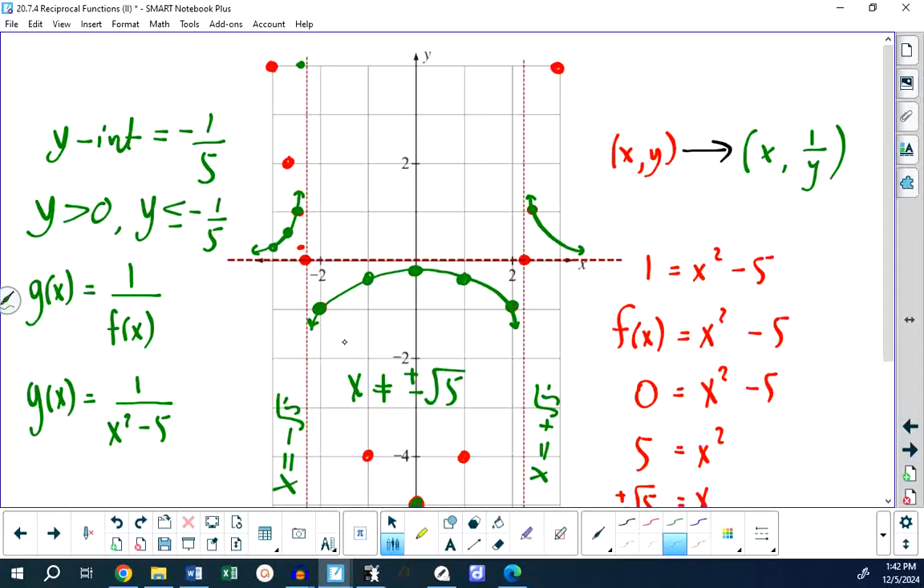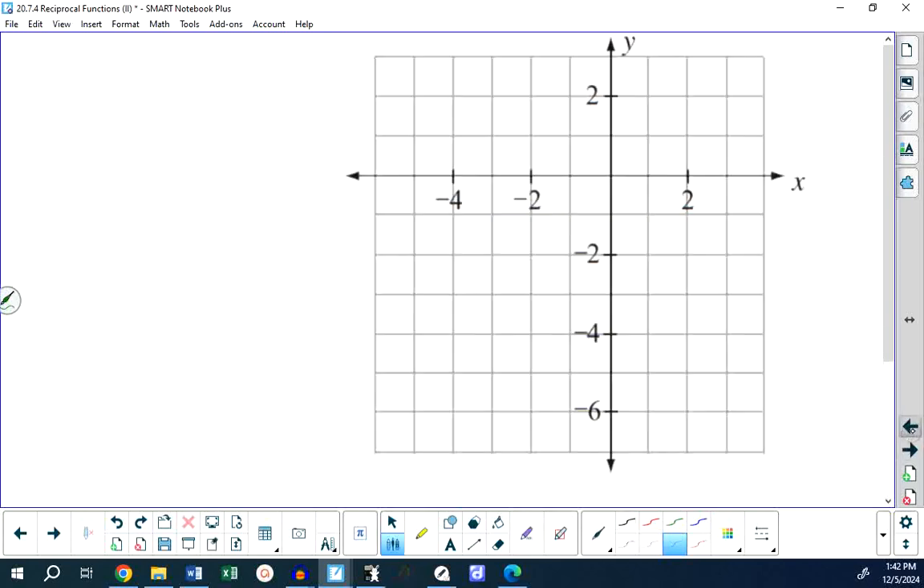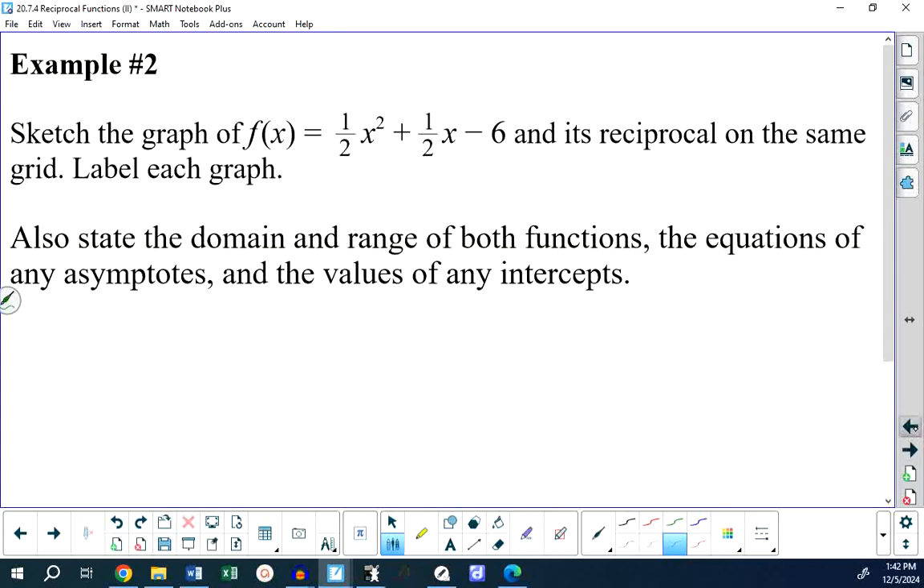This is a weird topic. It's not important like solving equations is. It's not important like trigonometry is. But all of the little pieces put together are important, particularly for 30-1. Let's take a look at the second example. Let's do this on our graphing calculator. And we'll talk about what we would do on paper.